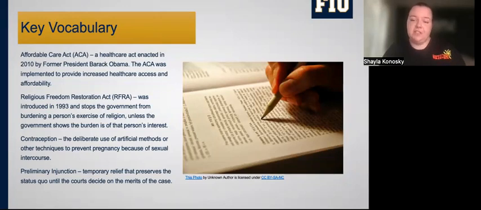Next, the Religious Freedom Restoration Act, or RFRA, was introduced in 1993 and stops the government from burdening a person's exercise of religion unless the government shows the burden is of that person's interest. Contraception is a deliberate use of artificial methods or other techniques to prevent pregnancy because of sexual intercourse. Contraception includes the usage of implants, IUDs, injections, patches, sponges, rings, condoms, and spermicide.